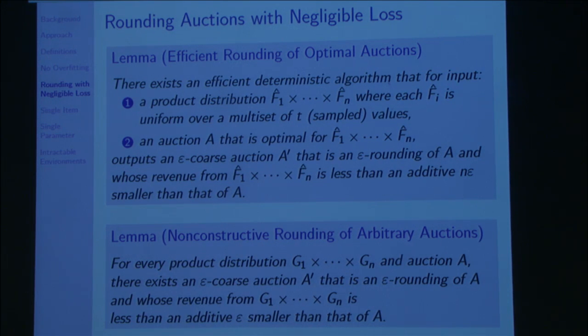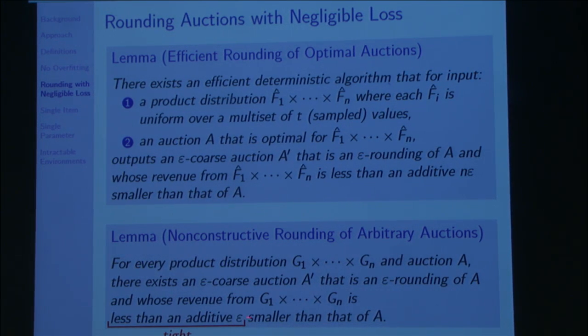non-constructively without losing much. The additional assumptions here, that each of the f's are uniform over a multi-set of t sampled values, and that A is a Myersonian auction because it's optimal for the empirical distributions, are needed for the efficiency of the algorithm. But if you don't need the efficiency, then we can show even this. And this, as far as I know, has not been known before: that there exists a finite set of auctions such that for any distribution that you want, you can always round to one of them with epsilon loss. So that's of independent interest.